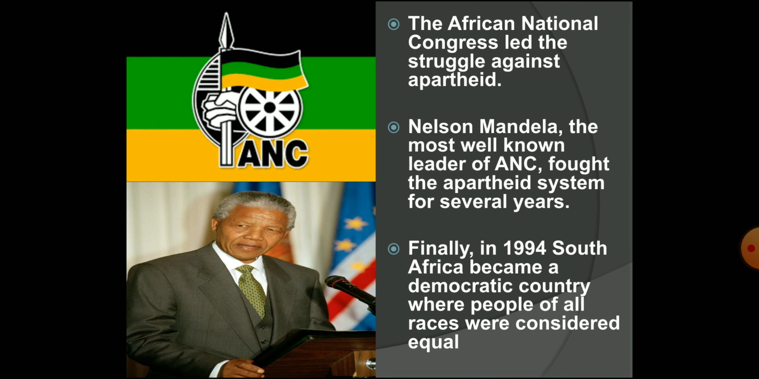1976. So this protest against apartheid law continued, and a group of people named the African National Congress led the struggle against this apartheid system. The most prominent leader of the African National Congress was Nelson Mandela, who fought against the apartheid system for many years and had to be imprisoned for a long time for this cause. Ultimately, in 1994, South Africa became a democracy where people of all races were considered equal.